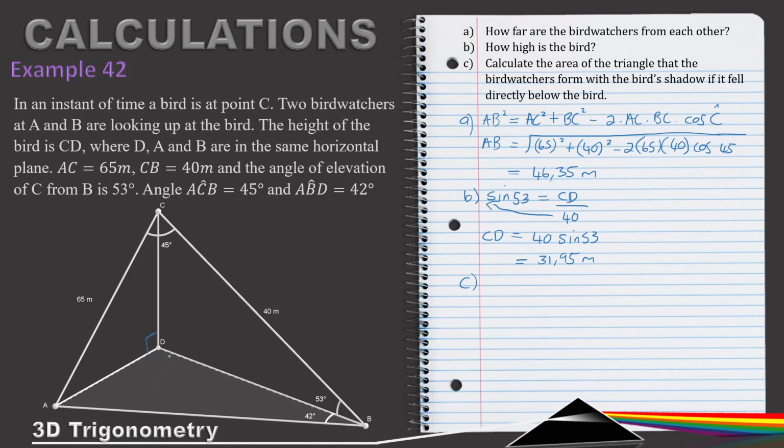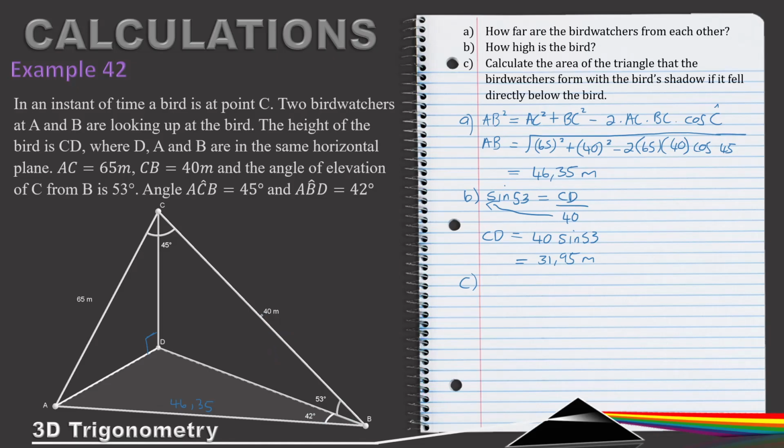And to find the area, we need two sides with an included angle. Now, we just calculated AB. We calculated AB as 46,35. We also calculated CD. Right, so we actually need DB. Then we can use DB and AB with the included angle to find the area. So we still need to actually calculate DB.